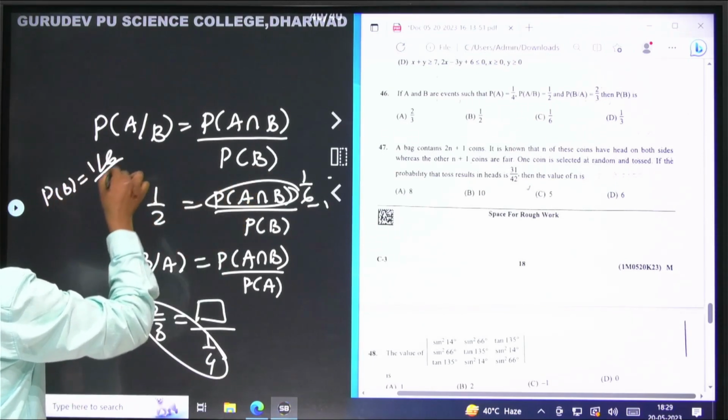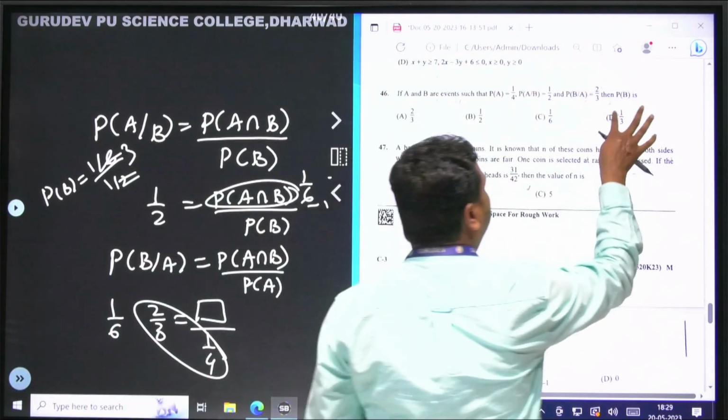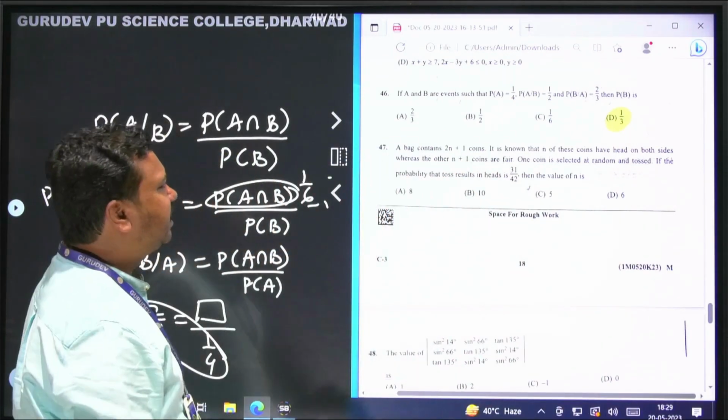1 by 6 divided by 1 by 2. So what should be your answer? 1 by 3 is the right answer. Option D, 1 by 3 is the right answer.